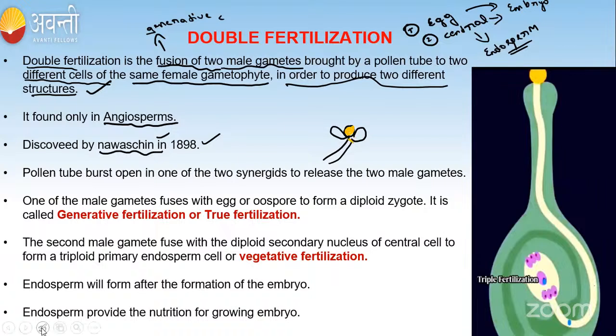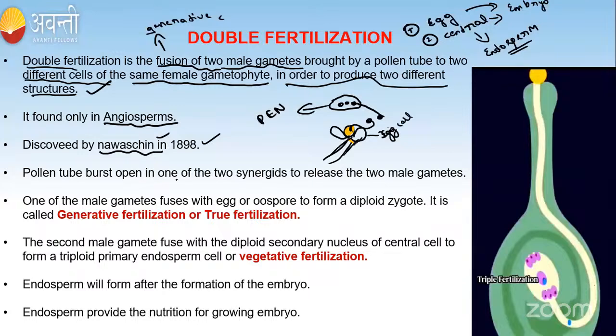Now what will happen? This pollen tube will enter a synergid and there it is going to burst the synergid and release its two gametes. When it releases its two gametes, one gamete is going to fuse with the central cell and form the primary endosperm nucleus. And the other gamete is going to fuse with the egg cell. Okay, so that is what I have given here.